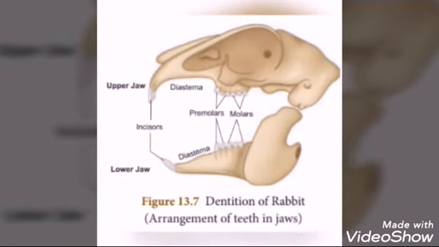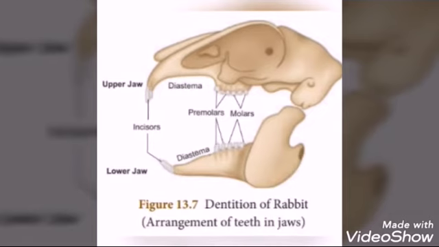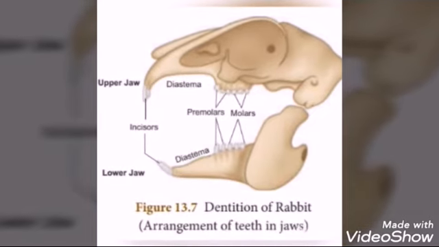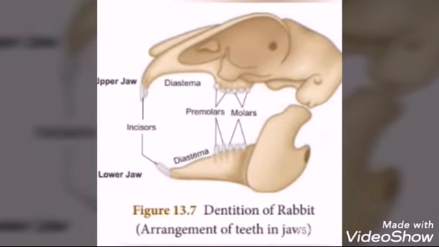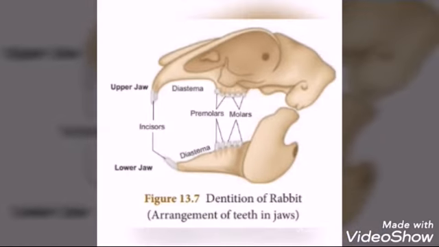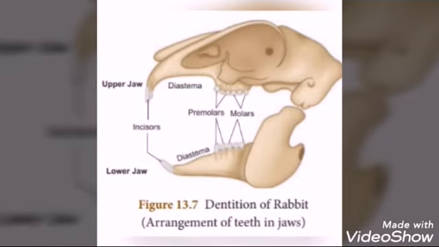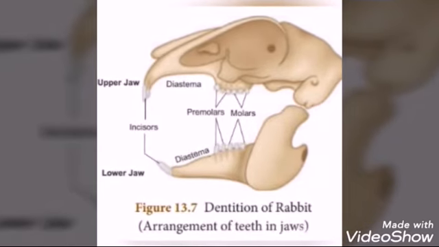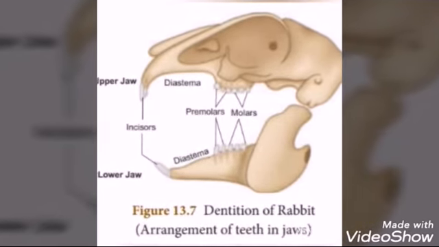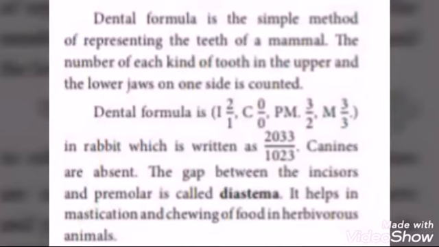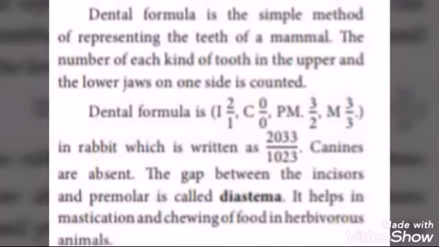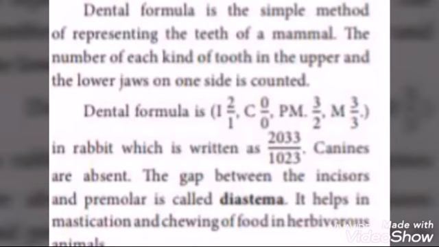In rabbit, the teeth are of different types. Hence, the dentition is called heterodont. Hetero means different. There are four kinds of teeth in mammals. They are incisors, canines, premolars and molars. This is expressed in the form of dental formula. Dental formula of a rabbit is a simple method of representing the teeth of a mammal.